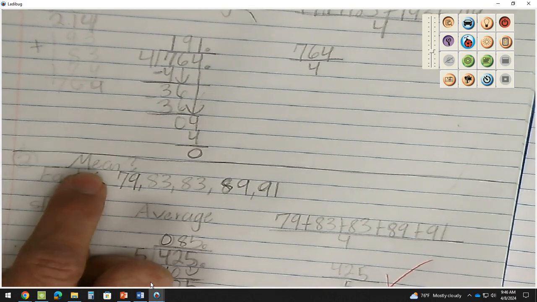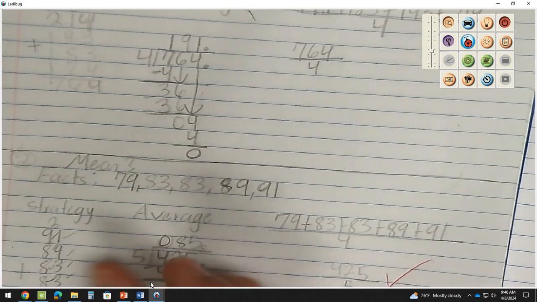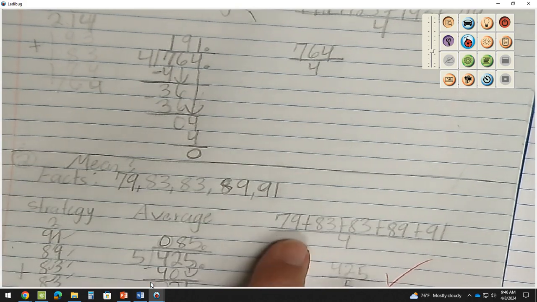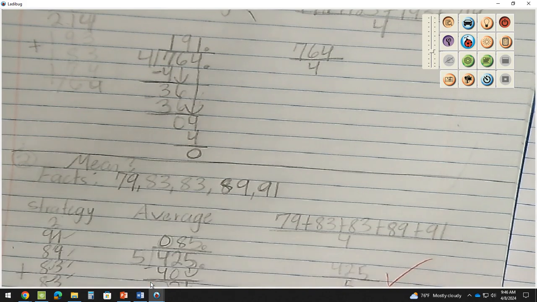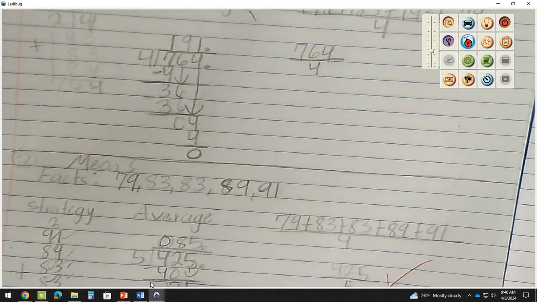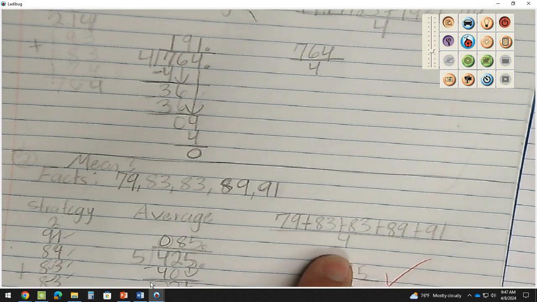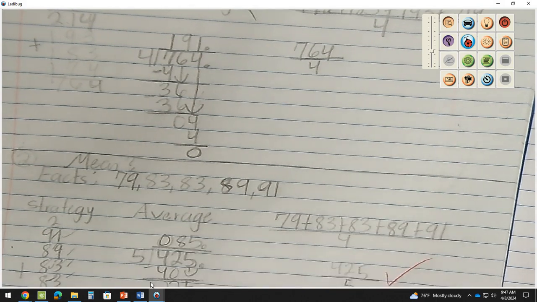Mean means the average, and how do you get the average? You add them all up and divide by the quantity of the data points. So we have 5 data points, divide by 5. You have 4, divide by 4. You have 3, divide by 3. So the division in mean will change. There'll be a variable. It depends how many you have.